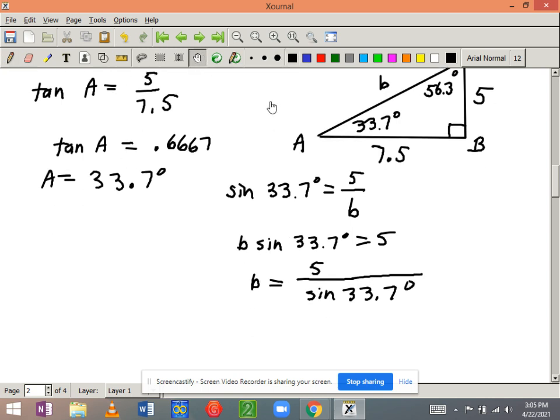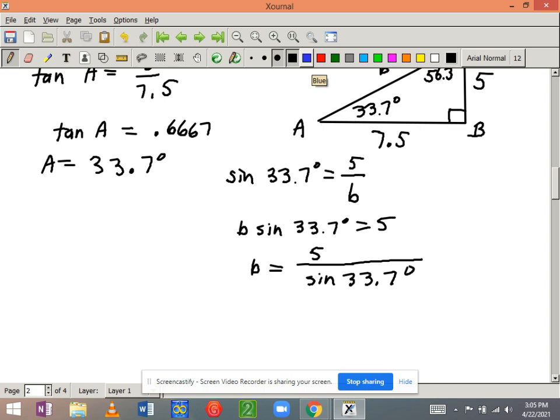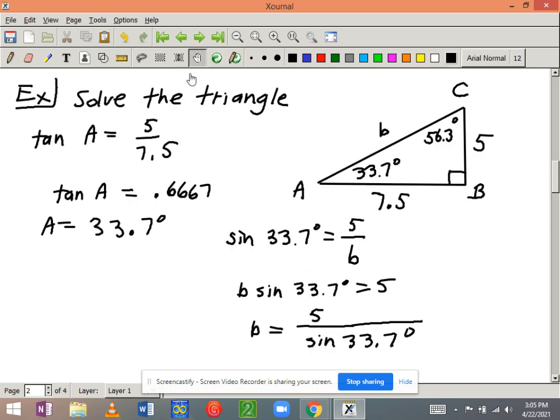Again, making sure your calculator's in degree mode, go ahead and do that. Make sure you got the keystrokes in the correct sequence, otherwise you won't get the correct answer. 5 divided by sine of 33.7 equals, so b is equal to, I'm going to round that, it's 9 rounded off, so we'll just call that 9. So that side is 9 right there. All right, so there you go.